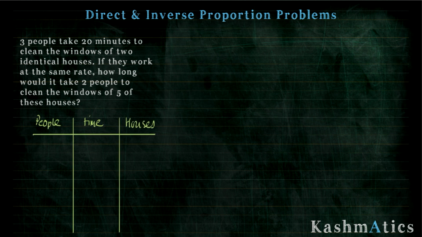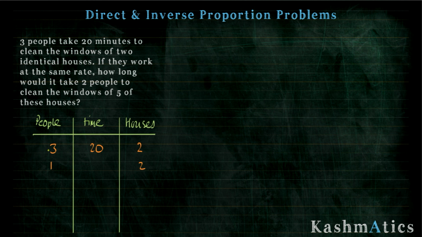So this is what my table looks like. I've got to keep track of the number of people, the time it takes, and the number of houses they're cleaning. So I've got 3 people and they take 20 minutes to clean 2 houses. Now let's say I've only got 1 person cleaning these 2 houses instead.